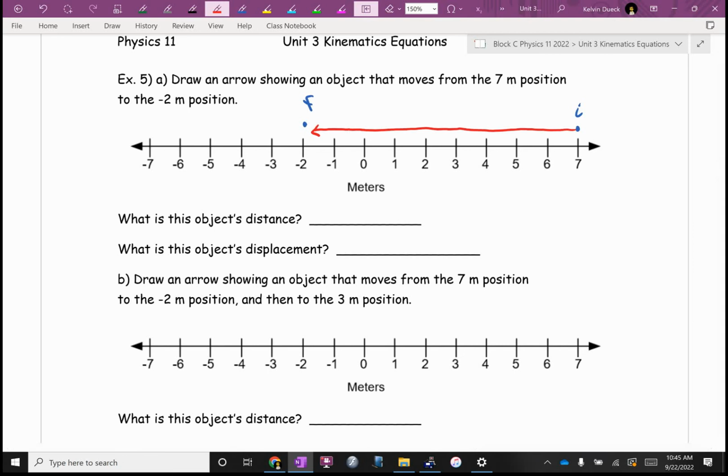Matt, what's this object's distance? Nope. What's this object's distance? Not -9. Yeah, 9.